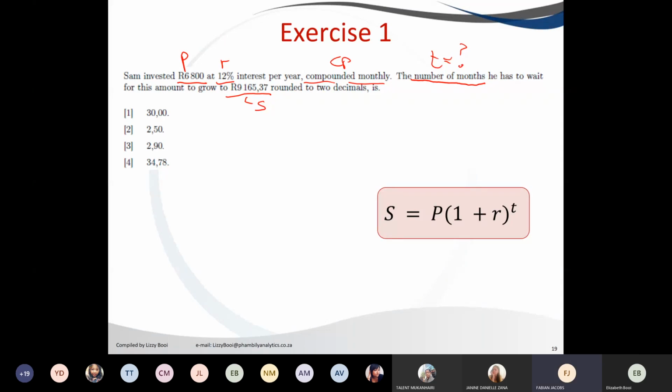Lizzie, if it's compounded monthly, do we divide it by 52? No, how many months do you have in a year? 12. There we go. Those are your number of compounding periods. Okay, thank you.